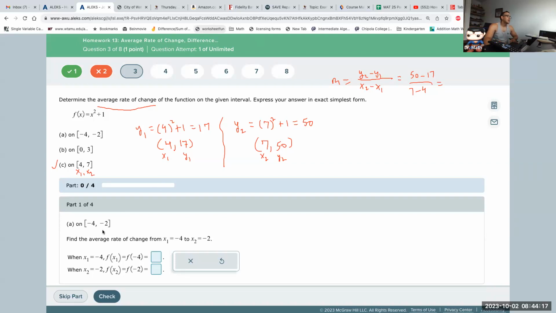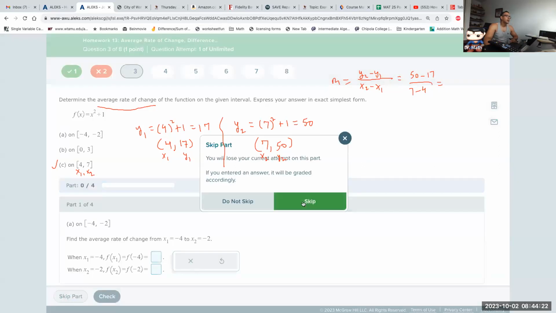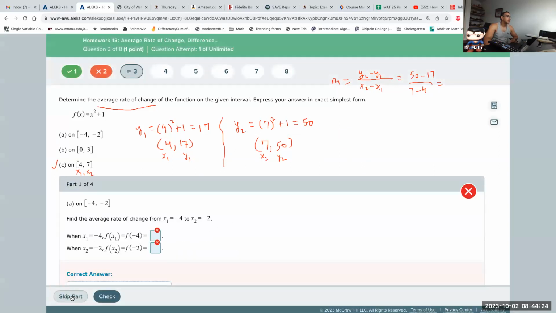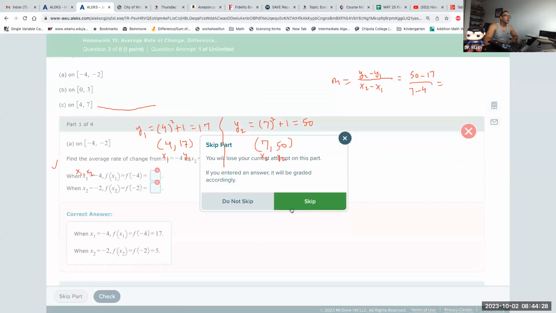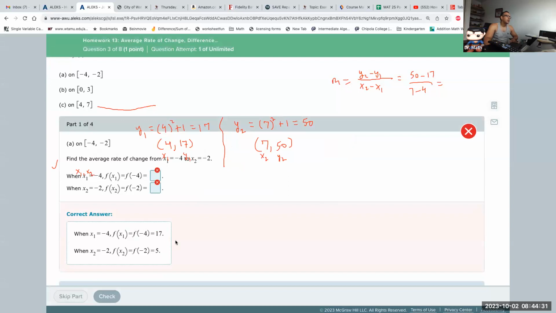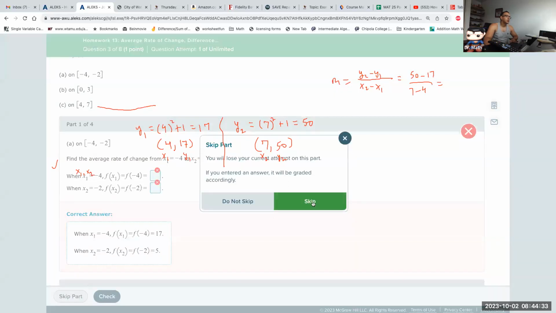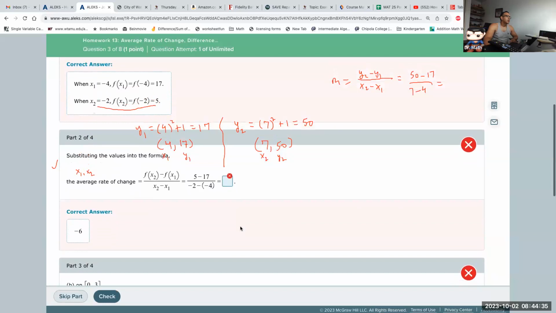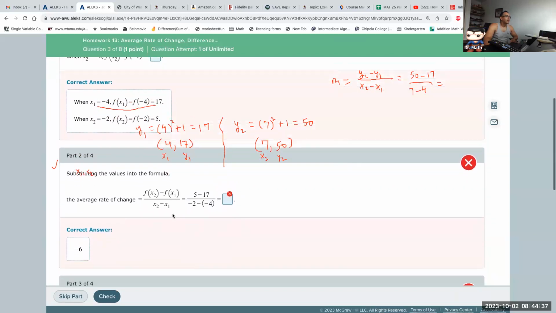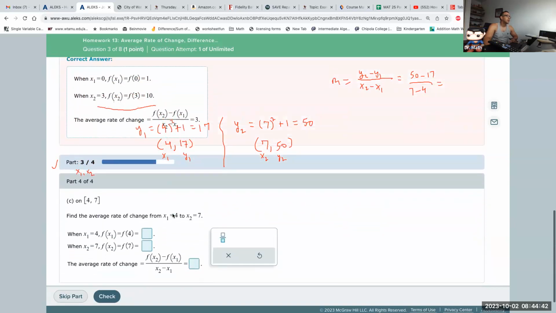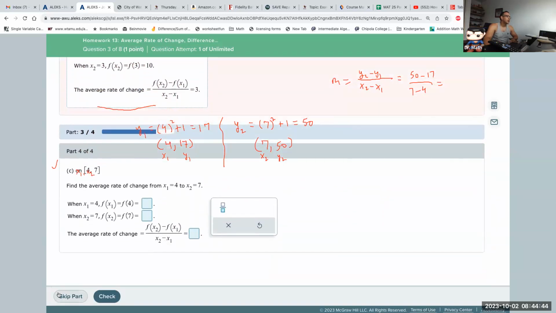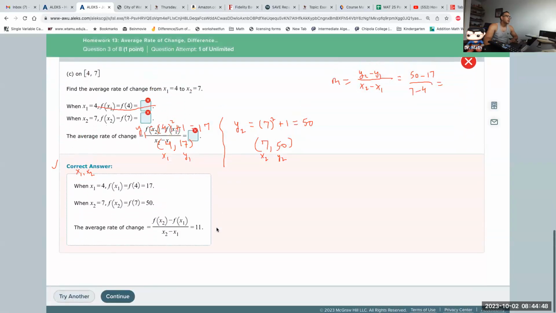And what's nice is, let me just hit skip just so you could see. I just want you to see something. So here what you're gonna see is they're just walking you through the answer. So notice they're just saying plug in the numbers, but that notation might look confusing. So that's why I wanted to show you this way. And I was on part C. Let me hit skip just so you could see.